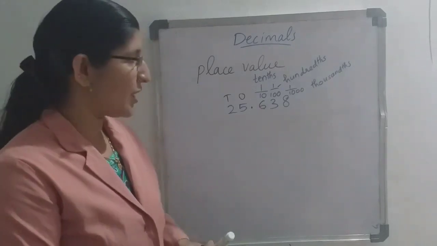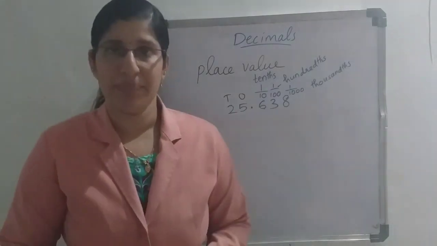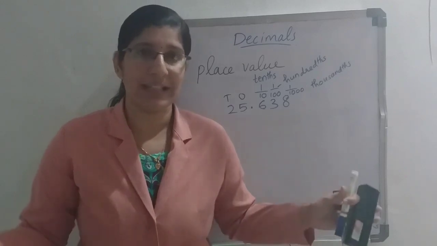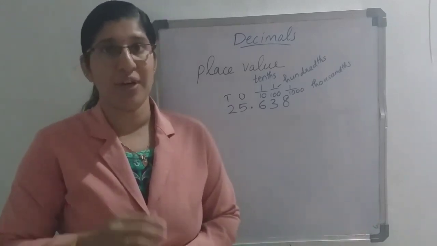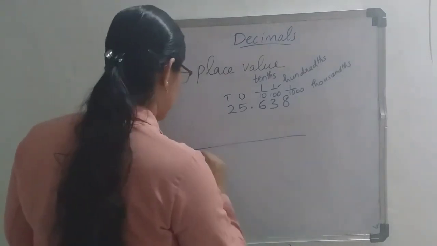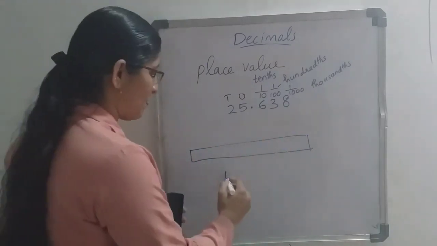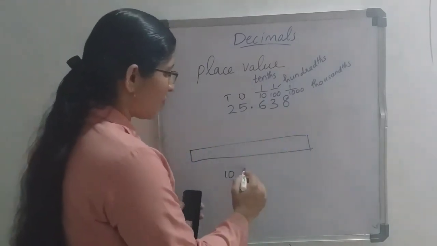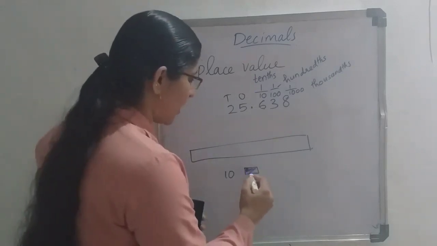And one more example. Take a big cloth, a big ribbon. Suppose you cut this ribbon equally into 10 pieces. Okay, so one piece will be like this. This is the one piece of the 10.